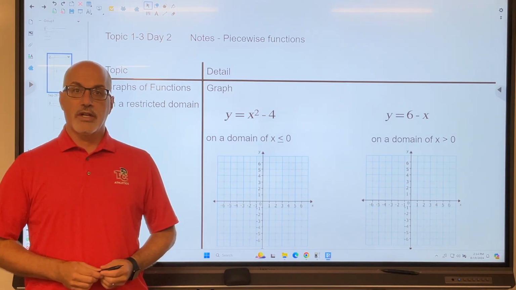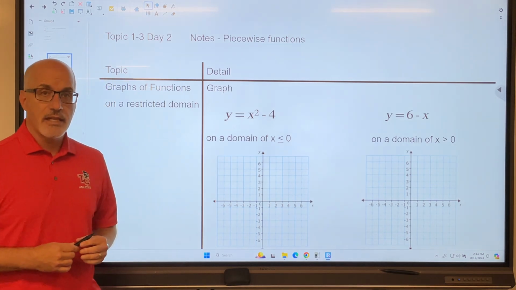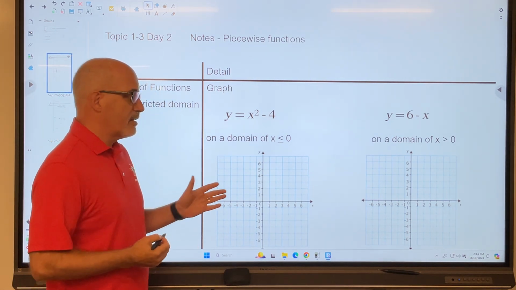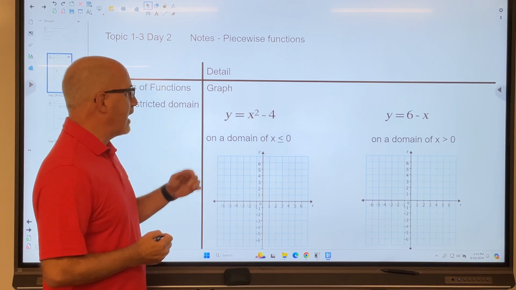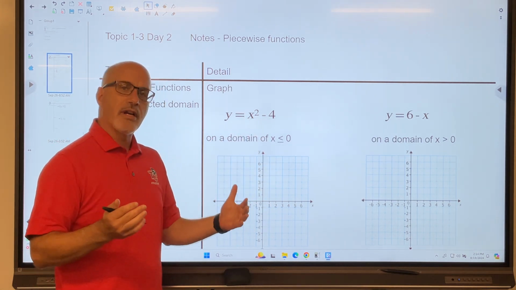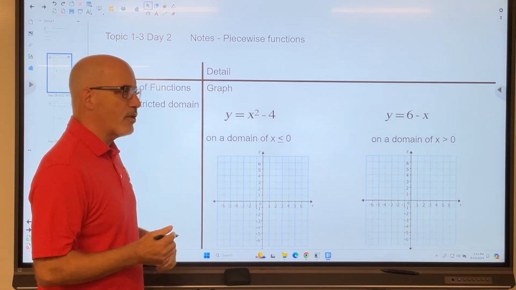In this lesson, we're going to look at piecewise functions, and we're going to try to do some more complex examples. So let's start with graphing each of these individually. If you look at x squared minus 4, remember this number, since it's outside of the square part, it means you move it up or down, and we're going to move it down 4 units.